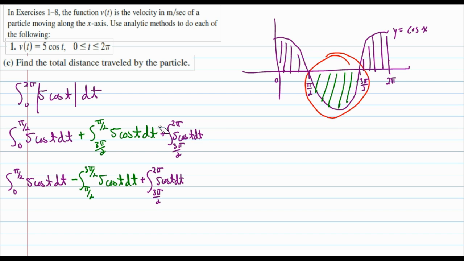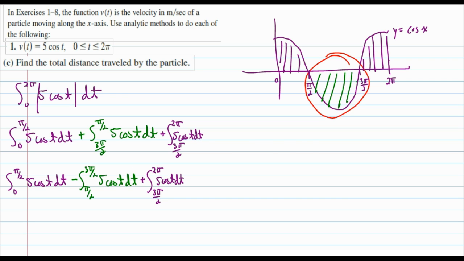Or that middle piece, that negative piece, could be written as the opposite of, so subtracting, the signed area from pi over 2 to 3 pi over 2. Either one would be acceptable as long as you make the middle signed area now positive.